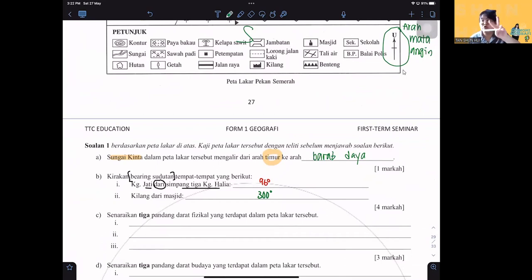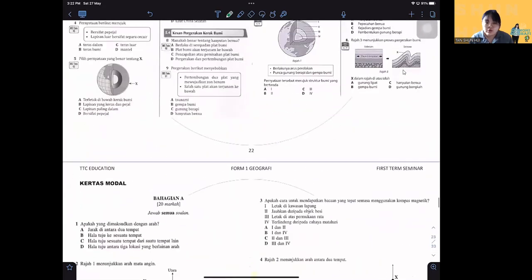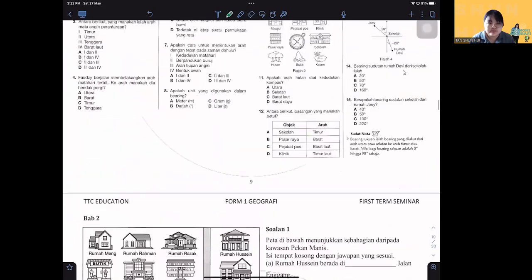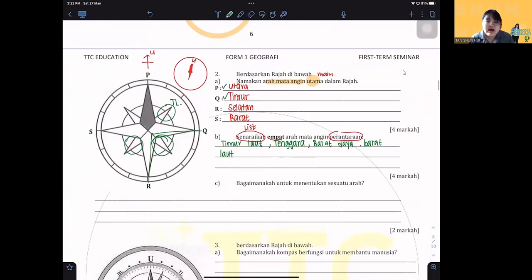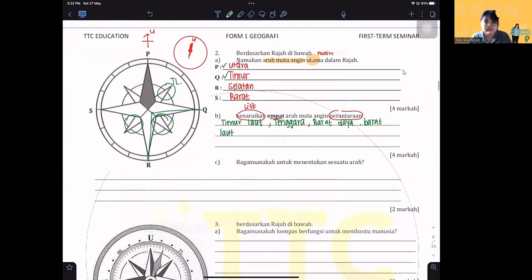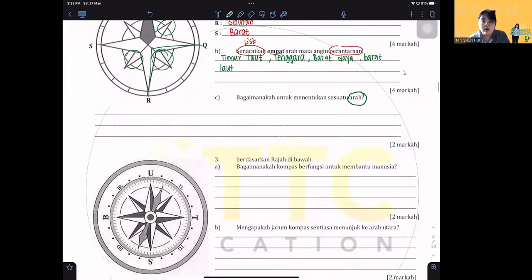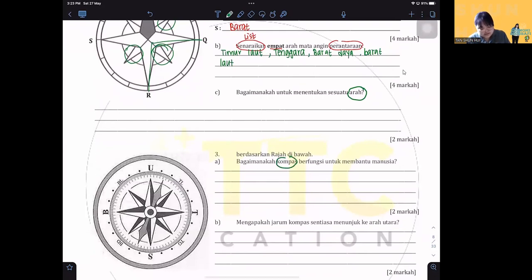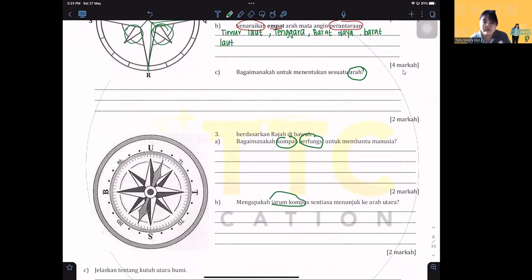Now, these are overall the two types of favorite question that they like to ask in chapter one. Of course, there will be some other questions, some schools might come out with small, different ones. Let me show you. Now, go back to the questions, question two. Other than the arah, they might also like to ask something. They say, bagaimana untuk menentukan arah? How to determine arah? Or a question like this, they ask you, bagaimana compass berfungsi untuk membantu manusia? How the compass functions? And mengapakah jarum compass ke arah utara?